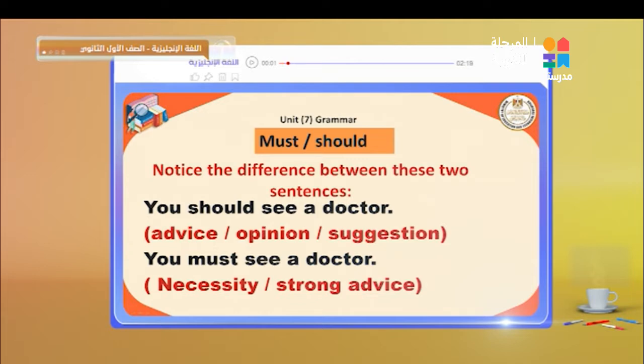What about you must see a doctor? Must tells you that it's necessary to see a doctor. So here it's a strong advice. So the difference between should and must is that must is stronger than should. It's a strong advice and it indicates also necessity.